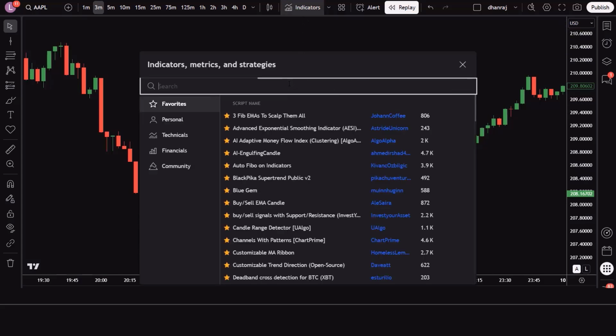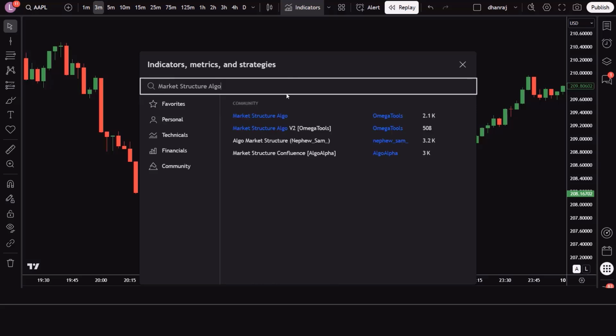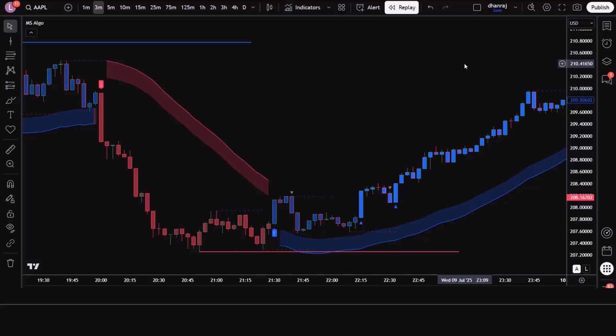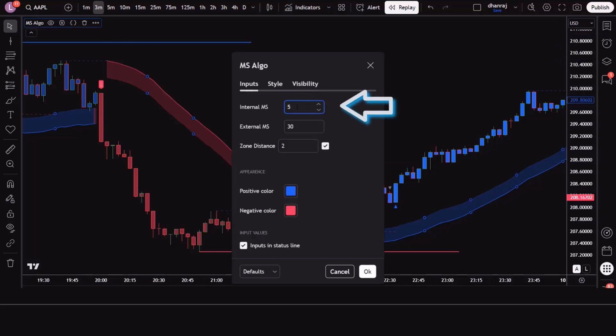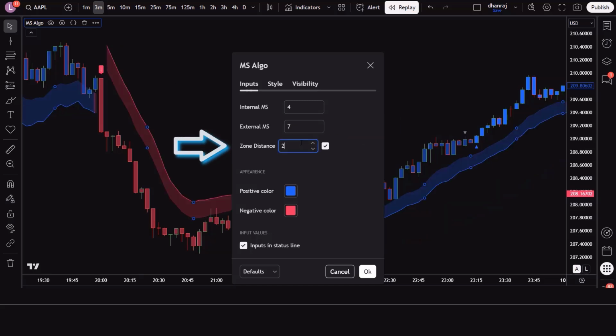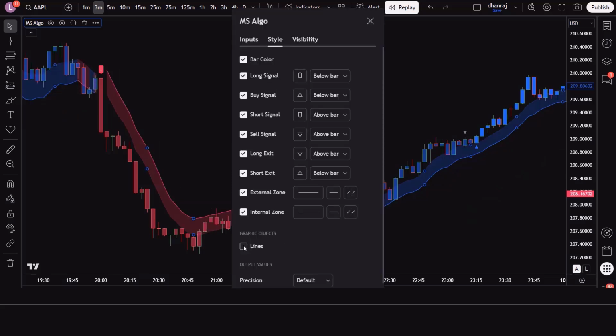First of all, we will search the market structure algo indicator in the search box of TradingView. After that we have to click on the market structure algo option, in which we have to change some settings. We have to change this internal MS option from 5 to 4. We have to change this external MS option from 30 to 7. We have to change this zone distance option from 2 to 1. We have to keep this option hidden.